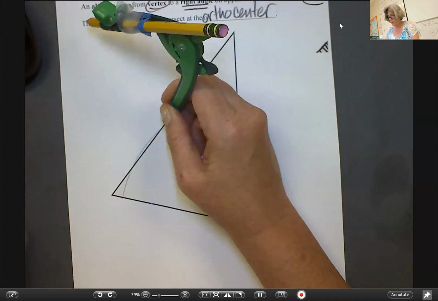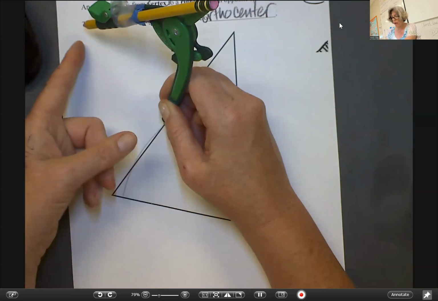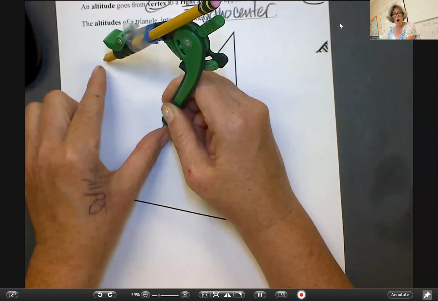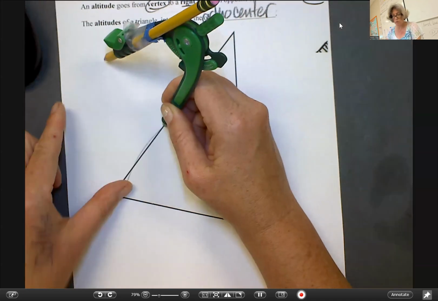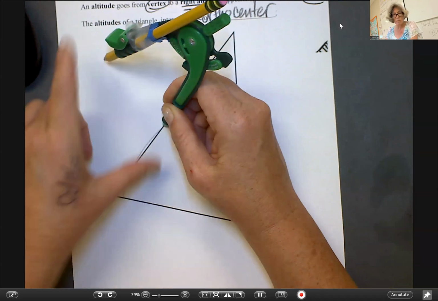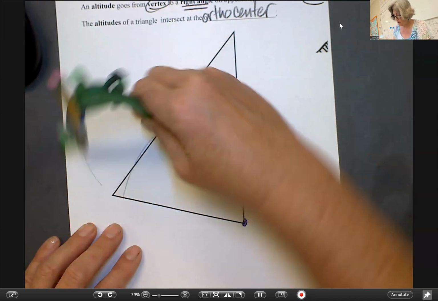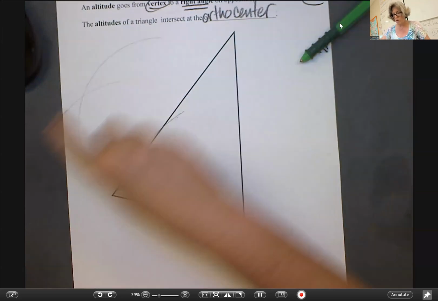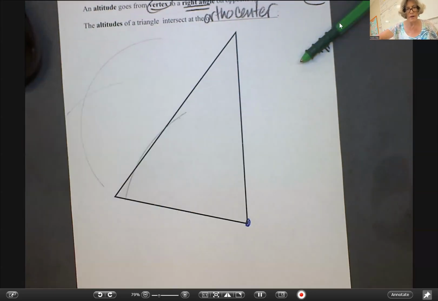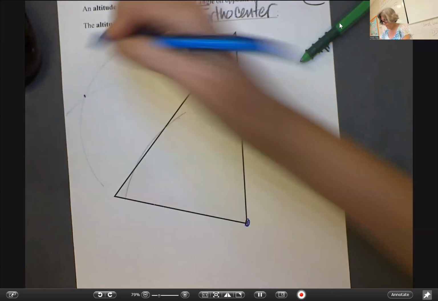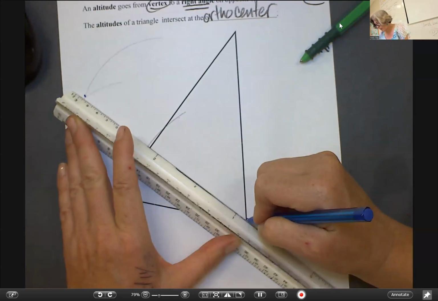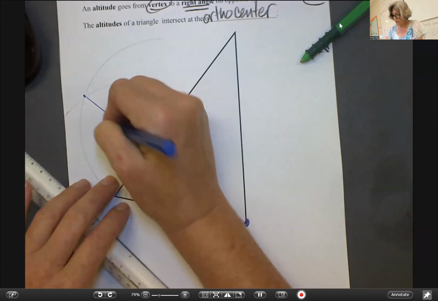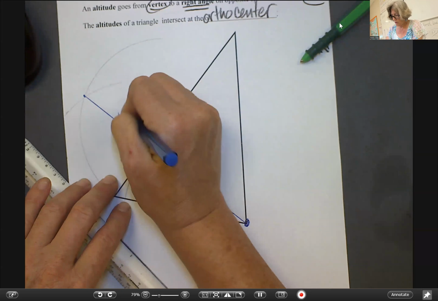You come up, and it looks like I'm going to fly off the page. So at this point, I can choke up my compass setting, but do not change your compass setting from the 2 dimples. So keep your compass setting the same. So dimple, point of intersection, dimple. Notice I have an intersection point out here. Line it up with the vertex. That gives me a right angle. This is an altitude.